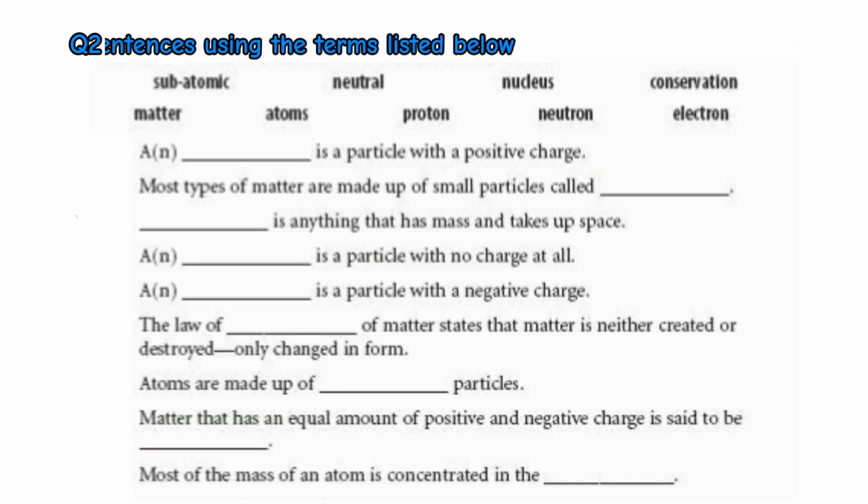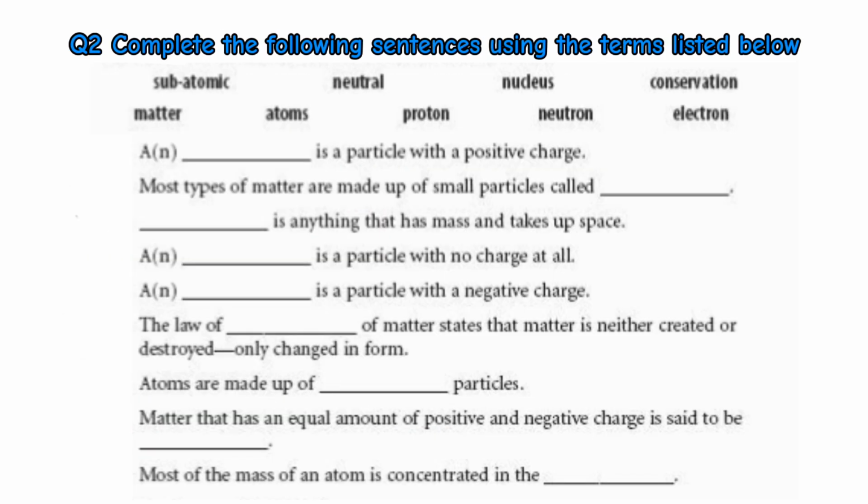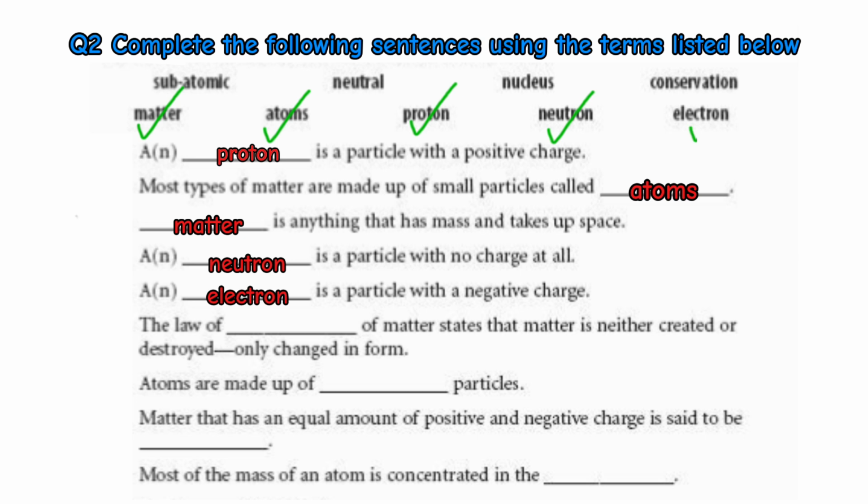Question number 2. Complete the following sentences using the terms listed below. A proton is a particle with a positive charge. Most types of matter are made up of small particles called atoms. Matter is anything that has mass and takes up space. A neutron is a particle with no charge at all. An electron is a particle with a negative charge.